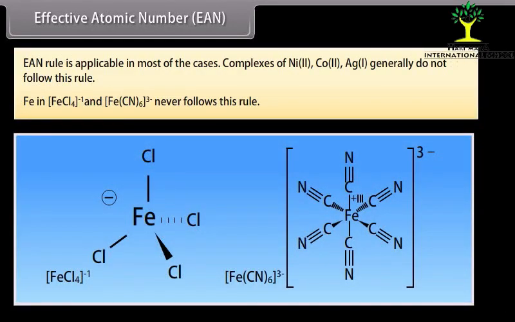EAN rule is applicable in most of the cases. Complexes of Ni2+, Co2+, Ag+ generally do not follow this rule. Fe in [FeCl4]- and [Fe(CN)6]3- never follows this rule.